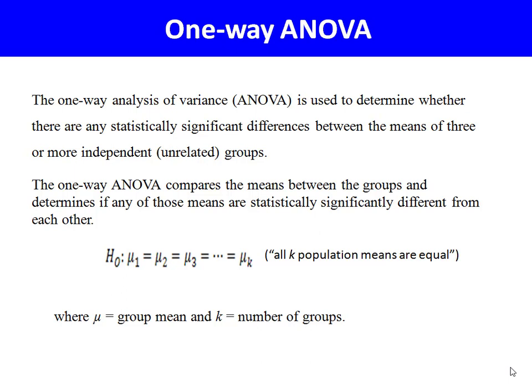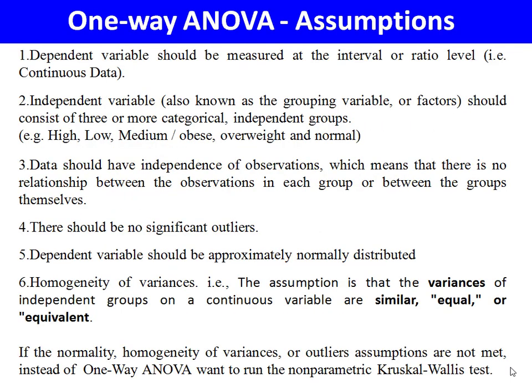The null hypothesis of a one-way ANOVA is that all population means are equal. The alternate hypothesis is that population means are not equal. When you want to apply a one-way ANOVA, the following assumptions or conditions should be fulfilled.